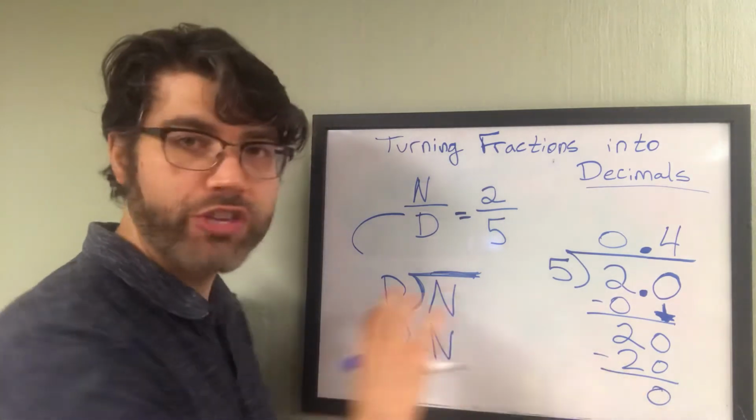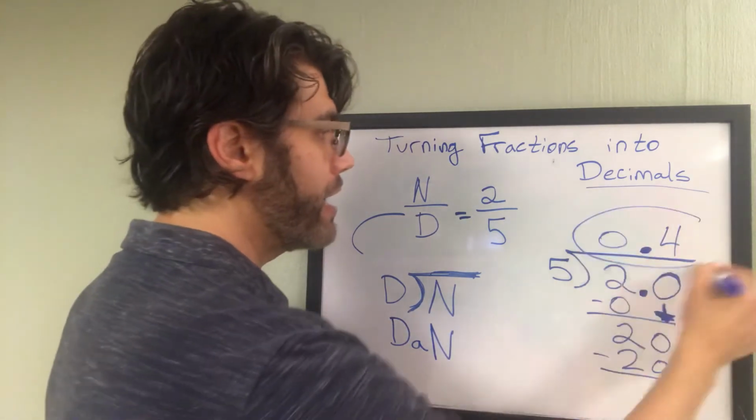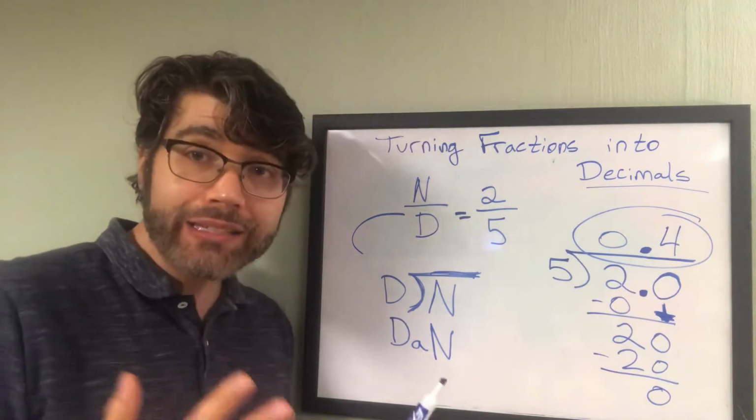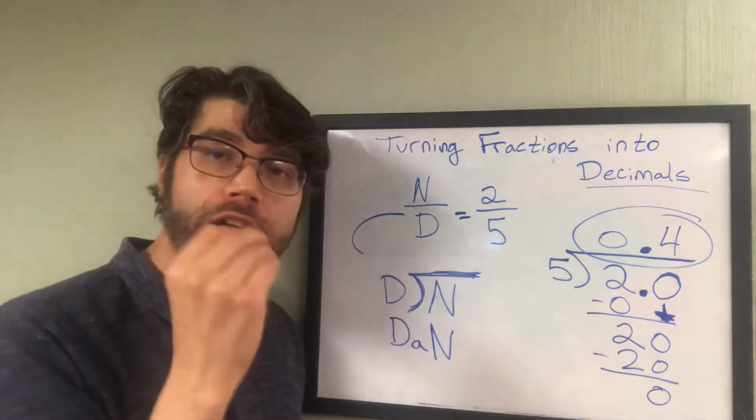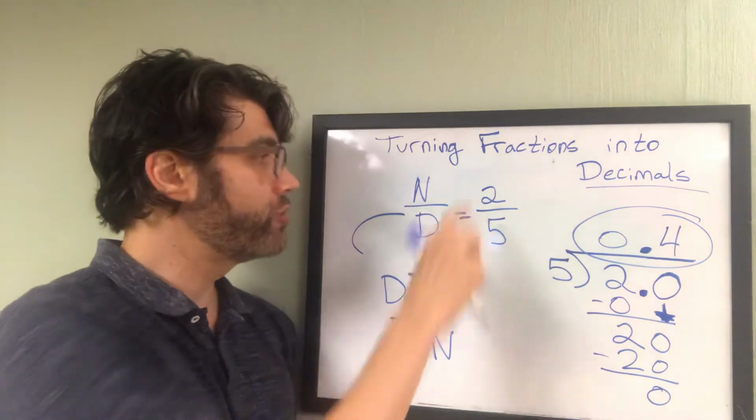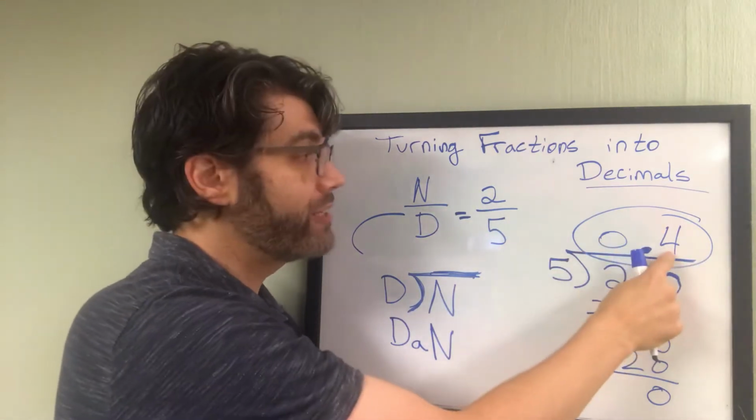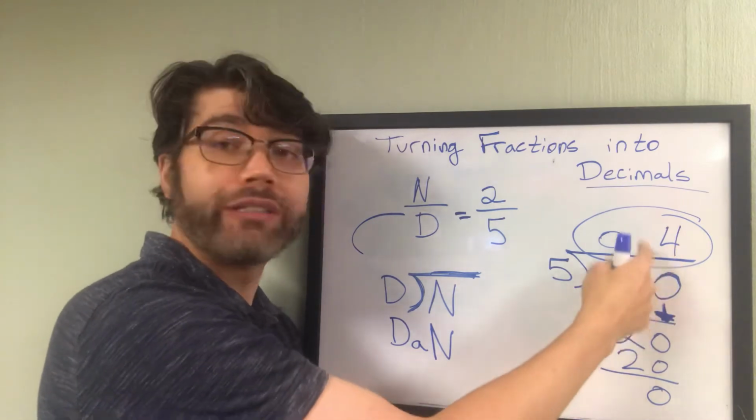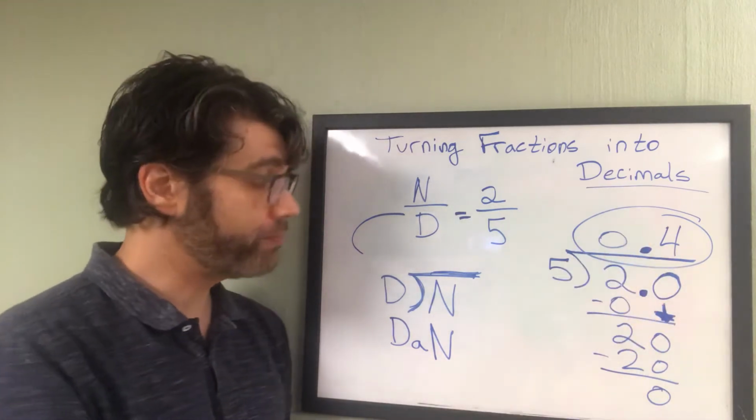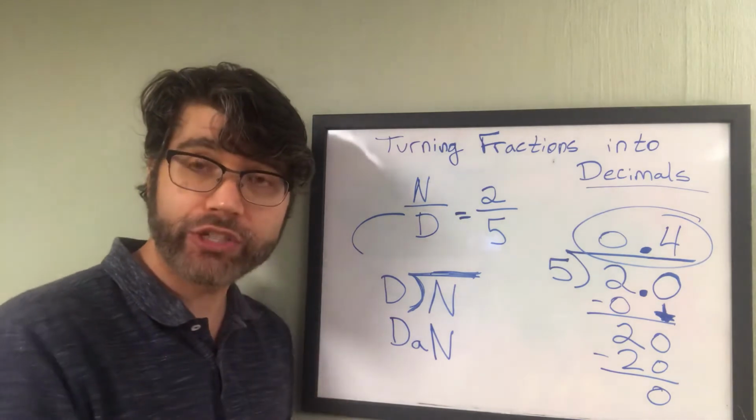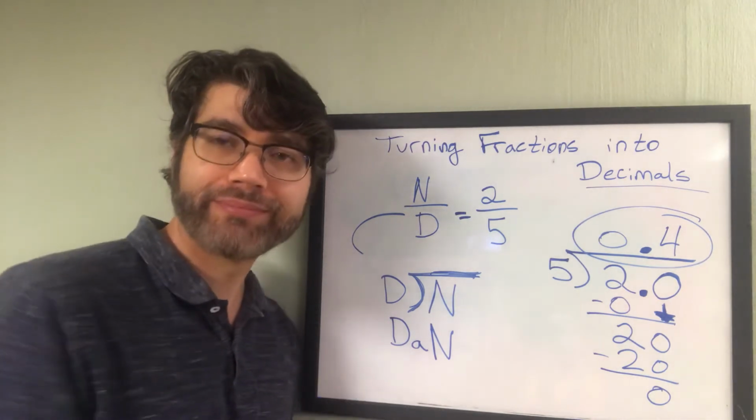Once you get to 0, you are done with the problem. And 0.4 is the decimal equivalent of 2/5. Now, the way that you say 0.4, 4 is in the tenths place, so you say this is 4/10. Okay? So I'm going to have you give it a try now with this next problem.